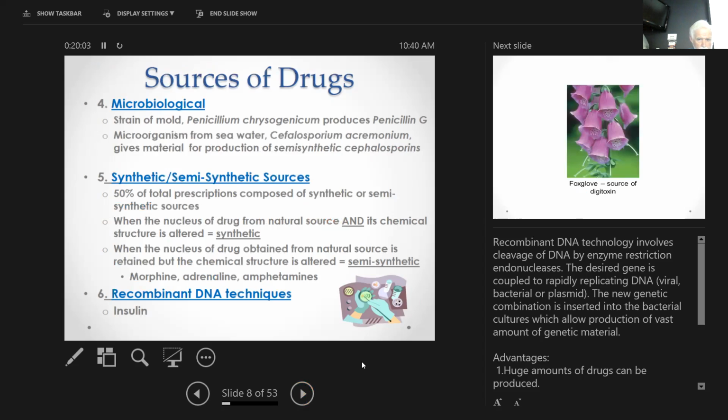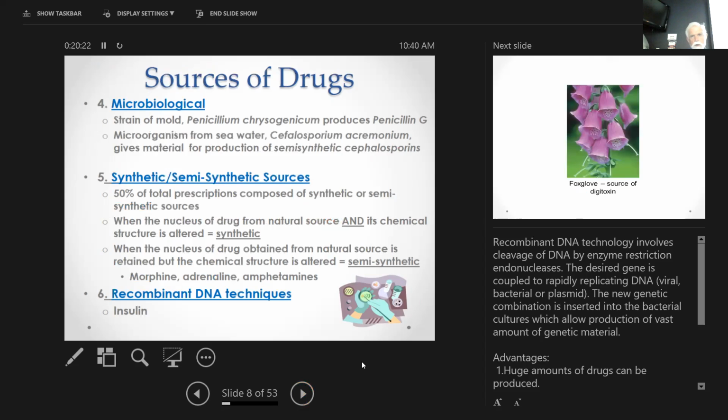We get a lot of things from microorganisms that are found in seawater. So we find these things that produce these very complex molecules.